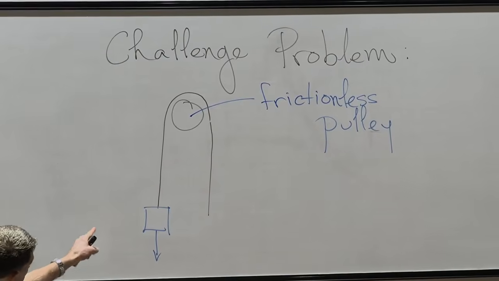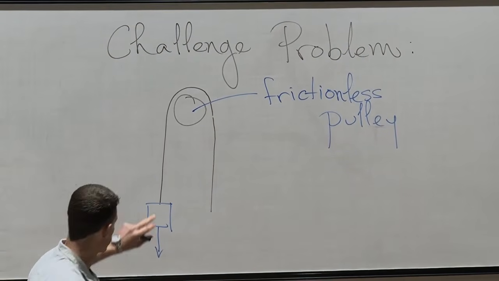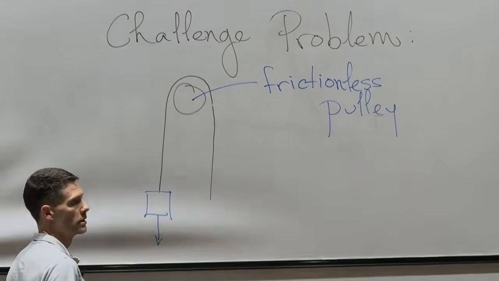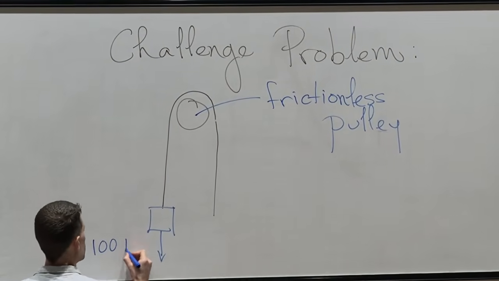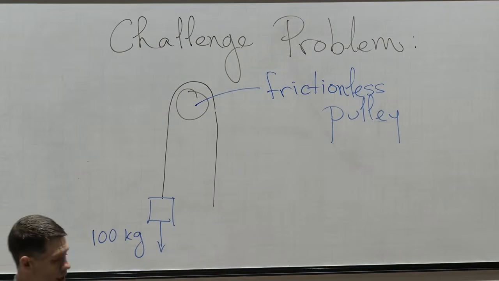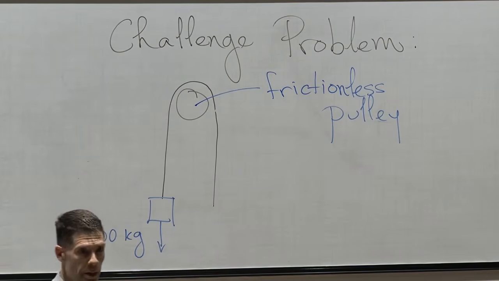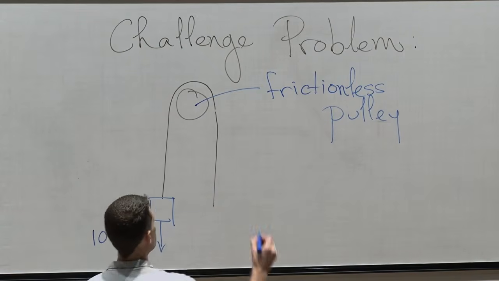So the idea is I have a rope going around a frictionless pulley, and on one end of the rope I've got a mass, say it's a 100 kilogram mass, pulled down by gravity. And on the other end of the rope, this is going to stretch my artistic abilities, there's a monkey, and the monkey is 100 kilograms.